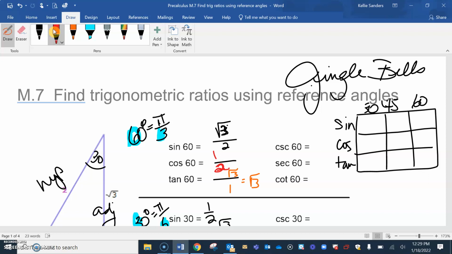And it's going to be 1, 2, 3, 3, 2, 1, all over 2. Square root 3 over 3, 1, square root 3. Basically, everything would have a square root on top. But if I put a square root of 1 on top, what's the square root of 1? 1. So it really wouldn't matter on that.